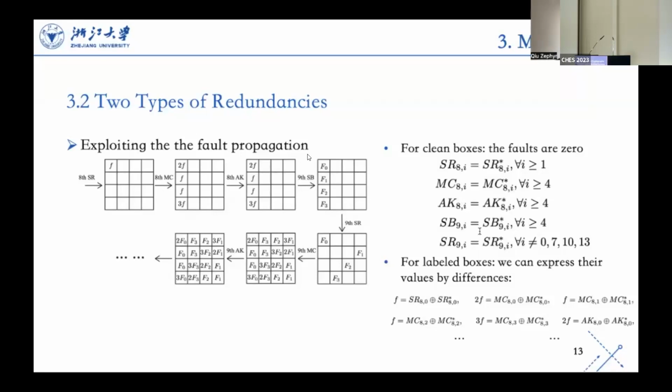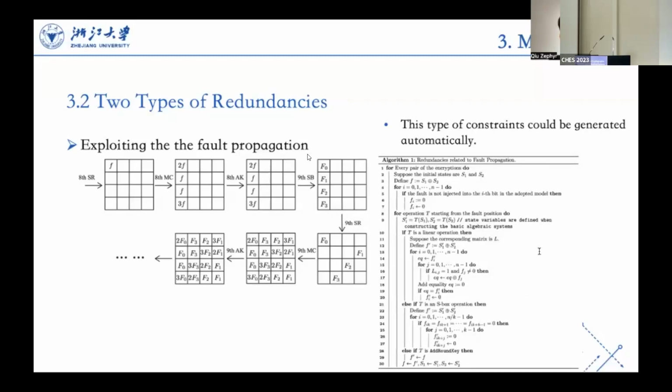Having constructed the diagram of fault propagation, we can now read the redundant information. First, for the clean blocks where the faults are 0, we can simply have that the intermediate states of correct and faulty encryption share the same values at these bytes. Second, for labeled boxes, we can express their values by the differences of correct and faulty states, and the linear relations within the faults are directly encoded into the left-hand side of these equations. Even though we have discussed the diagram of fault propagation in the context of AES, we would like to emphasize that it can be automatically generated when applied to other block ciphers.